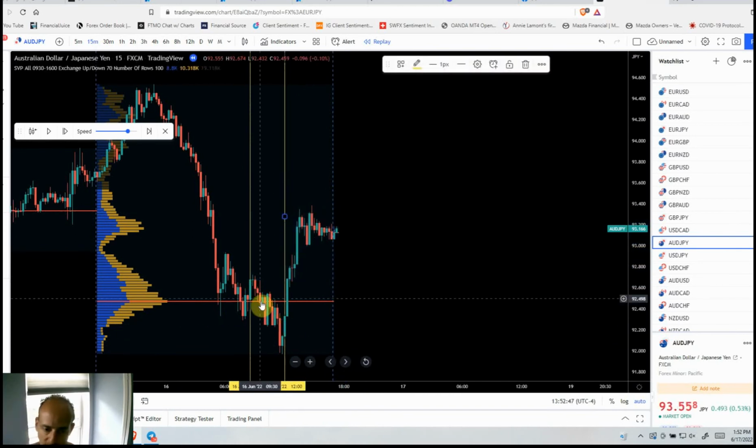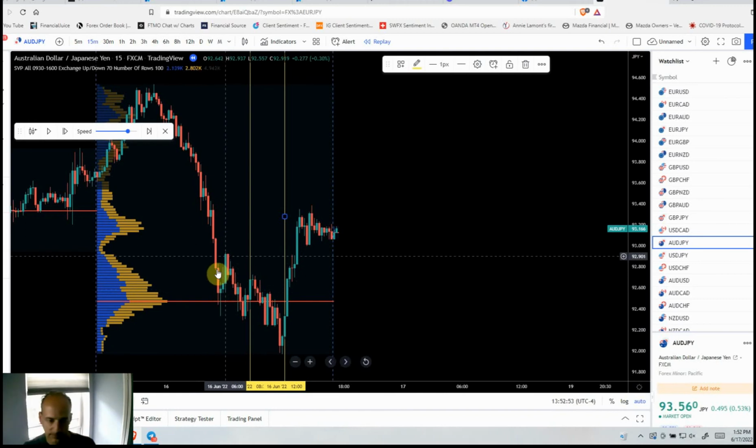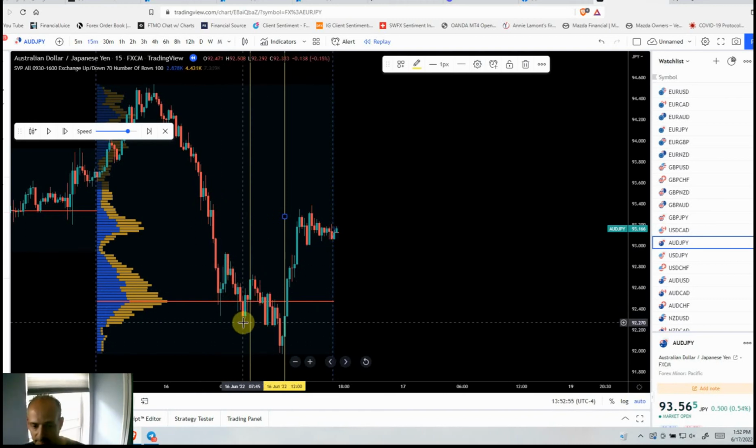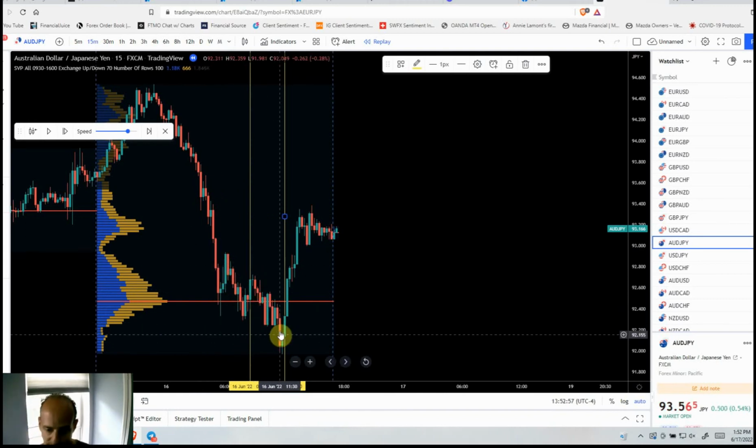Now, you had this where price continued to move down right here. So the next question is, where do you put your stop loss? Because if you had just put your stop loss below these recent swings, you would have been stopped out on this candle.